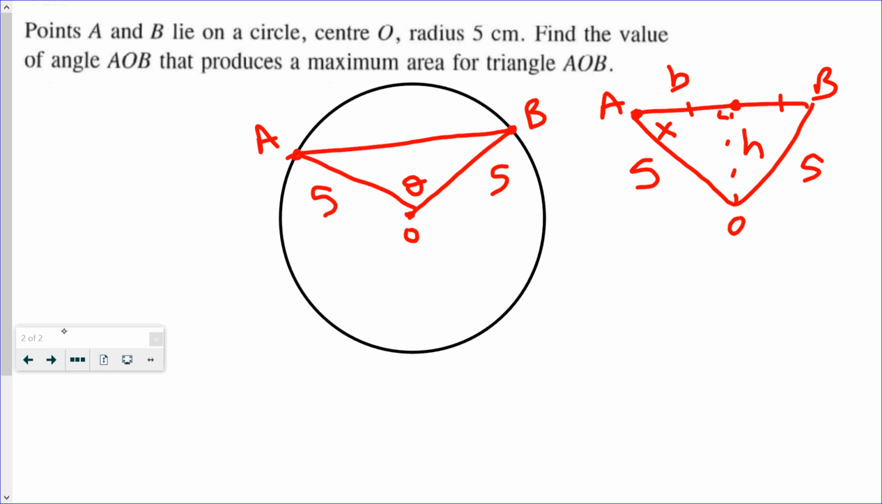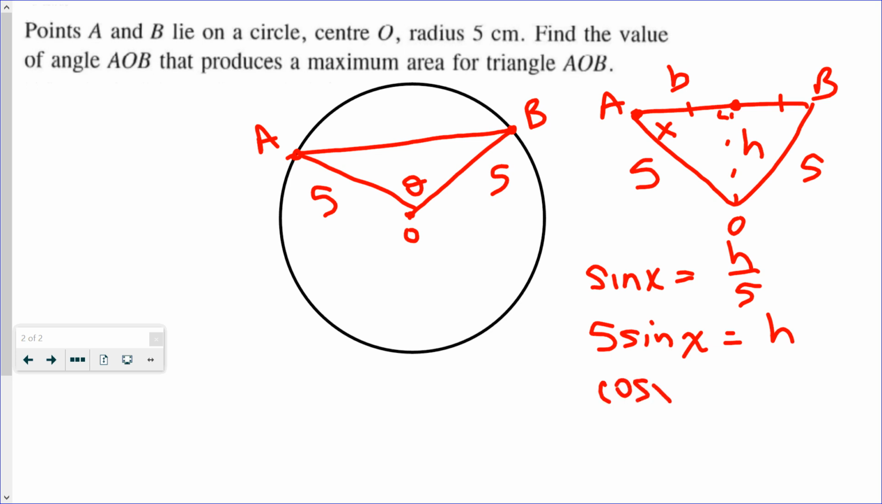So let's look at angle X. If I do the sine of angle X, that's opposite, which is height, over hypotenuse, which is 5. Multiply both sides by 5, and I get that 5 times sine x is equal to the height. Let's do the same thing for cosine. So cosine of x is adjacent, which is base, over hypotenuse, which is 5. Again, multiply both sides by 5, and I get 5 cos x equals the base.